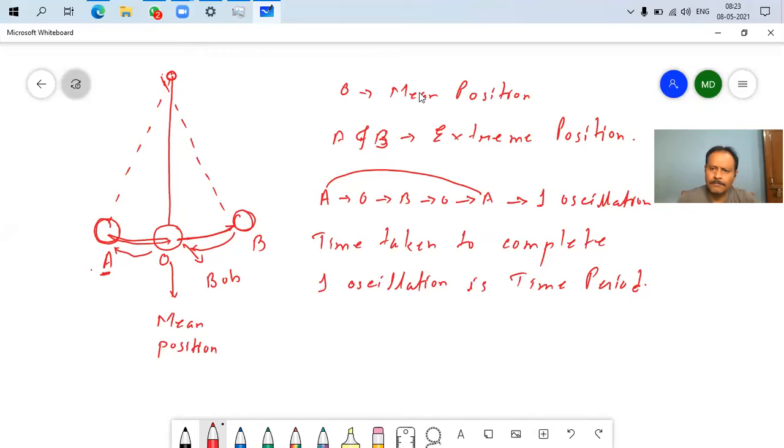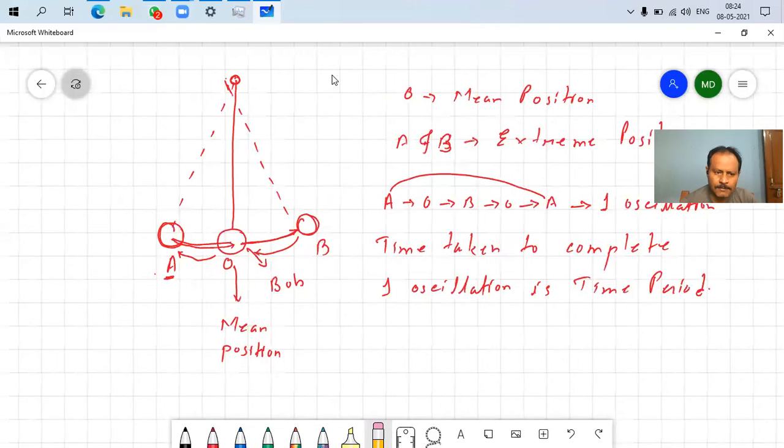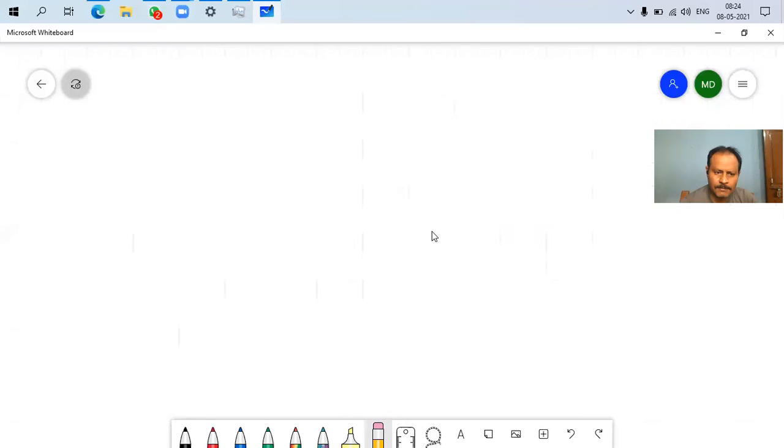Correct. Now there are some terms related to the pendulum. I'm going to clear some position of the board, and then we will again discuss the terms of the pendulum. So let me clear the canvas completely. Now, to know the time period, first of all, let us once again draw the pendulum.